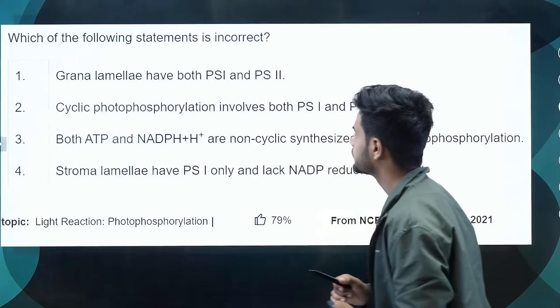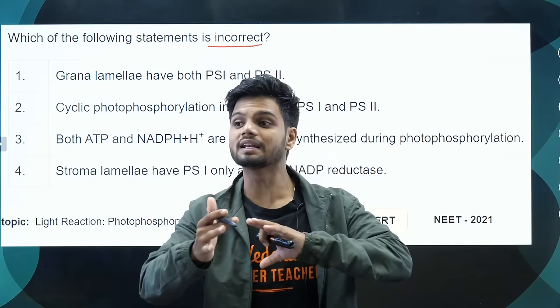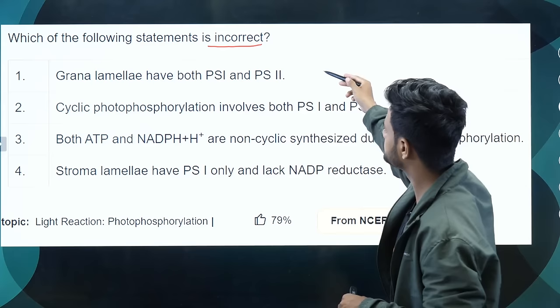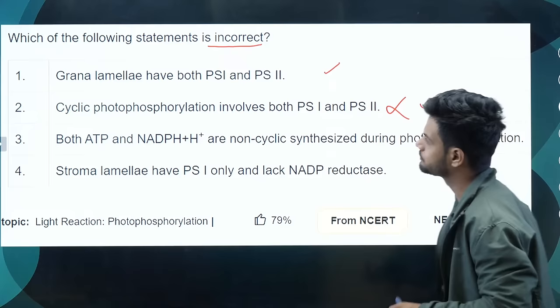Okay. Next question. Which of the following statements is incorrect? Again, they're asking which statement is incorrect. Grana lamellae have both PS1 and PS2. Yes, correct. Cyclic photophosphorylation involves both PS1 and PS2. No. That is the answer, because in cyclic we do not have both PS1 and PS2.